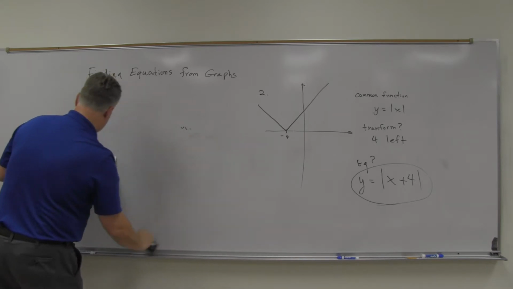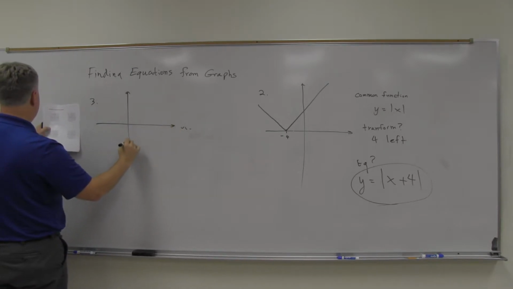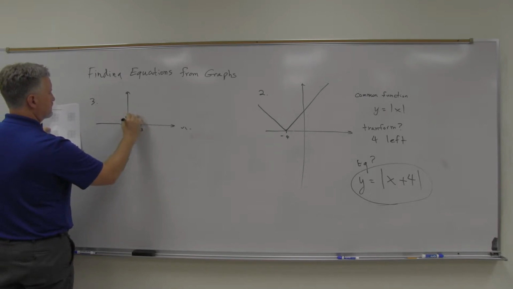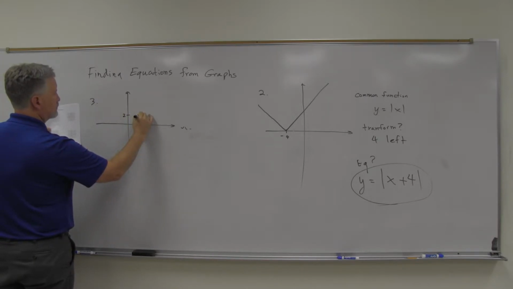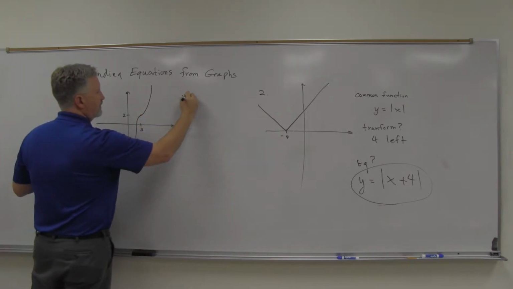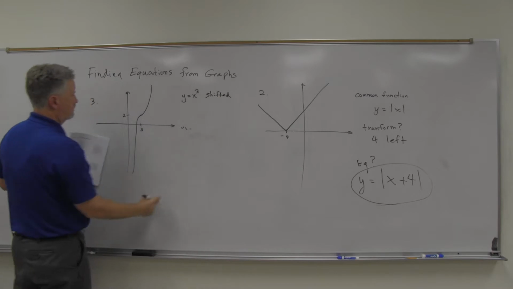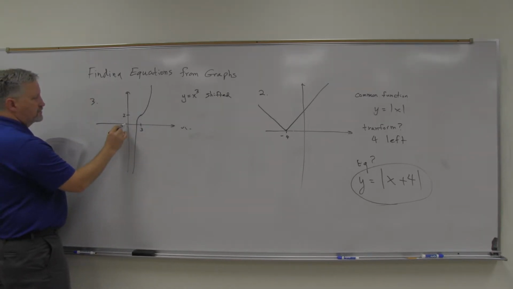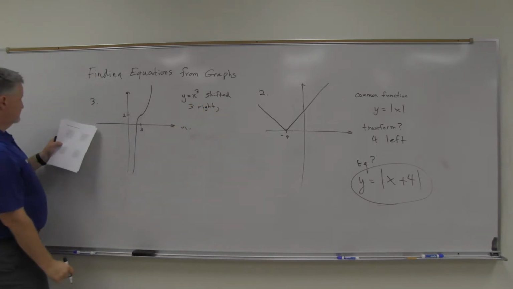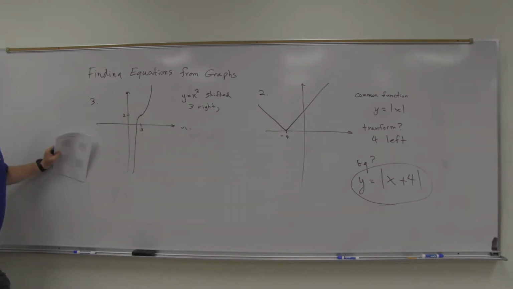All right. What do you got for number 3? The cube graph, x cubed. Let me draw it up here real quick. Looks like we've got the little squiggly part at 3 and 2. Yeah, that's y equals x cubed, shifted how? It's 3 to the right and up 2. Yeah, I believe that's right.